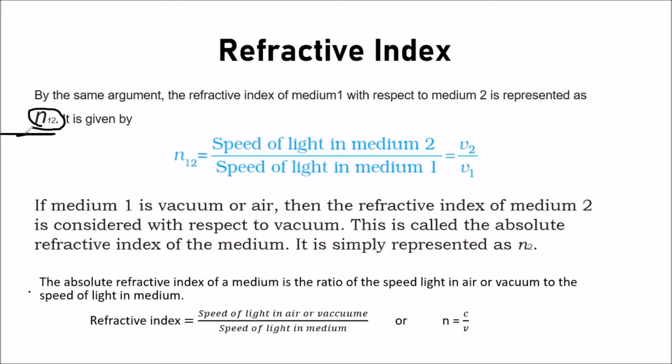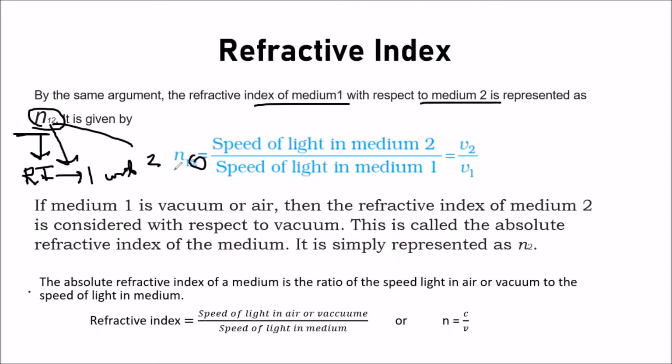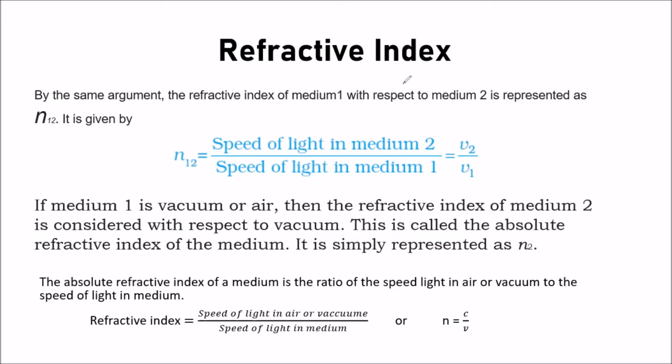So what exactly has to be done here? So you can see n12. n is basically the refractive index. 1, the first number, means light is going inside this. So refractive index of medium 1 with respect to medium 2. So how do we read it? By the same argument, refractive index of medium 1 with respect to 2. It means light is coming from medium 2 and going into medium 1.